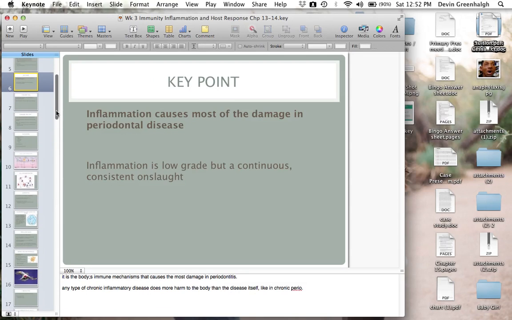Some key points. Inflammation causes most of the damage in periodontal disease. Inflammation is low grade but continuous and a constant onslaught to the periodontium.